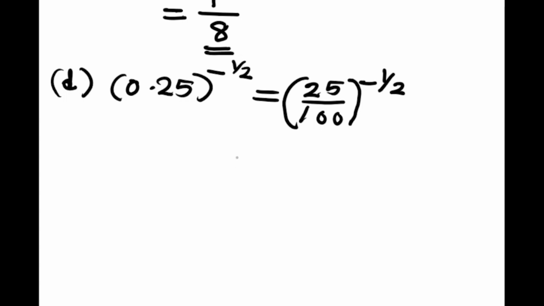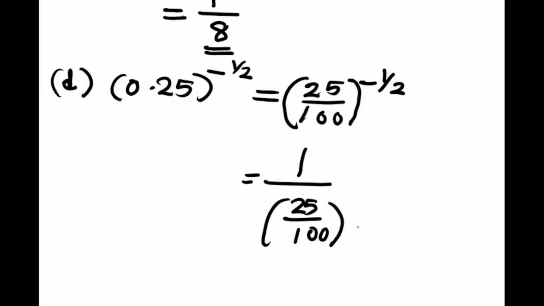Of course, you know that anything raised to the power of minus, the minus means 1 over. You bring every other thing down. So we have 1 over 25 over 100, raised to the power of half. The 1 over represents our minus, from the laws of indices. So it's the reciprocal. Whenever you see anything raised to the power of minus, that minus means 1 over. So let's solve this.